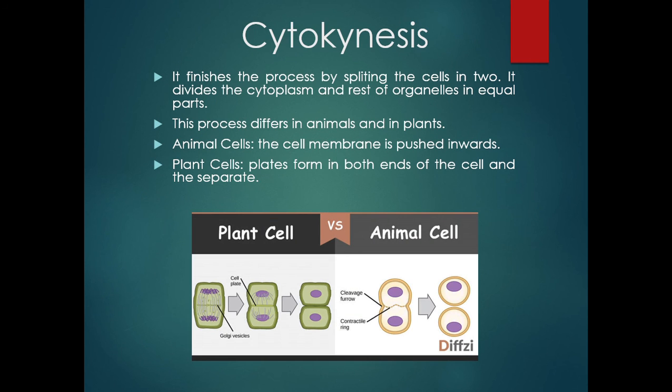So here's an example. In plant cells, what happens is that they have a cell wall. So remember that plant cells are a little bit more rigid because they have the cell wall and they have a cell membrane. So the membrane cannot be pushed inwards. So basically, just like you can see on the left, they form some plates around and they simply separate. But on the right, we have the animal cell. And what happens right there is that the membrane starts compressing inwards until they both separate.